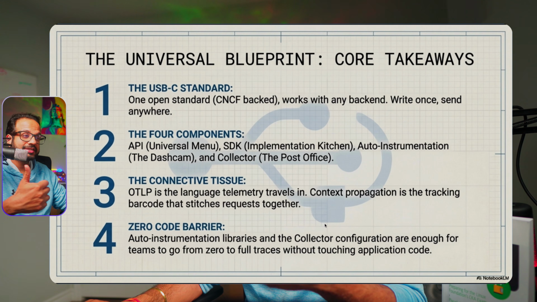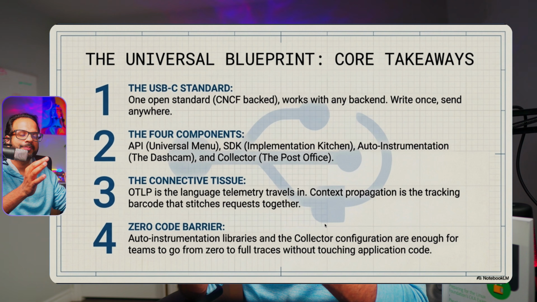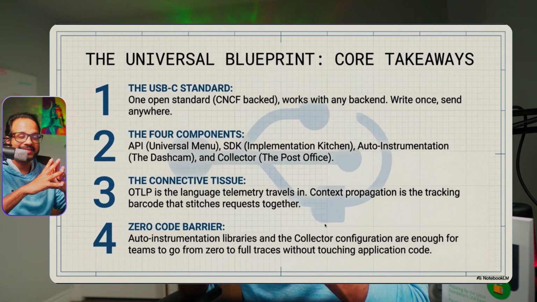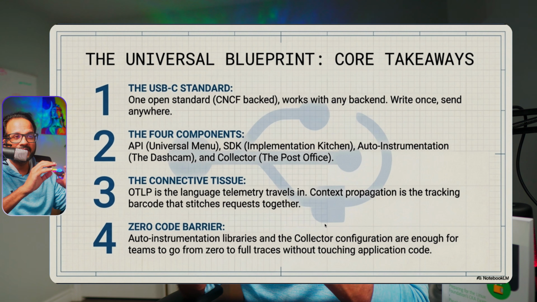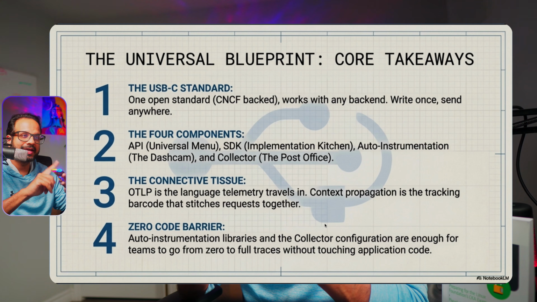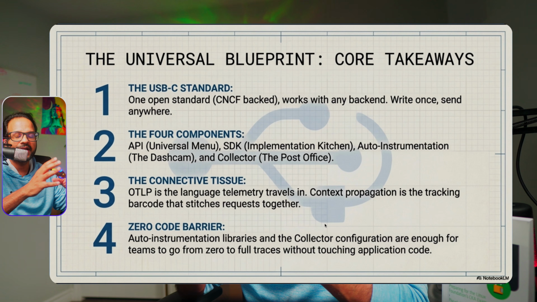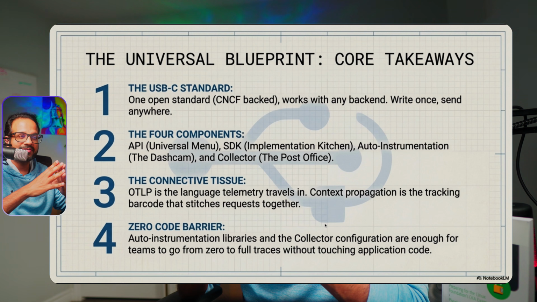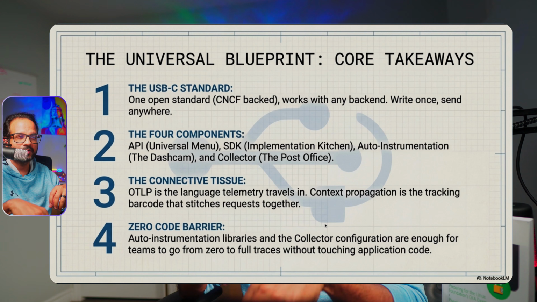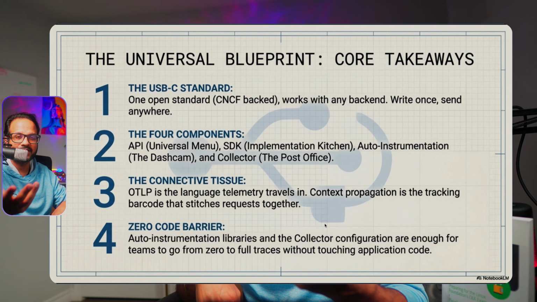So the core takeaways of this lesson, I think that's the last slide. Yes. The core takeaways are that Otel is one open standard platform provided by CNCF and it works with any backend. You just write your instrumentation code once and send it anywhere. There are 4 core components: the API, SDK, auto instrumentation, and collector, and it helps with the end-to-end life cycle of a trace. Then we have OTLP, the OpenTelemetry Protocol, which is the language telemetry travels in.